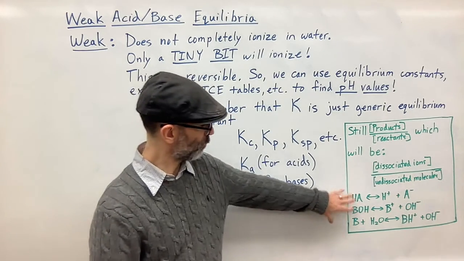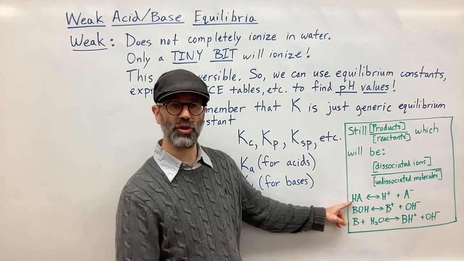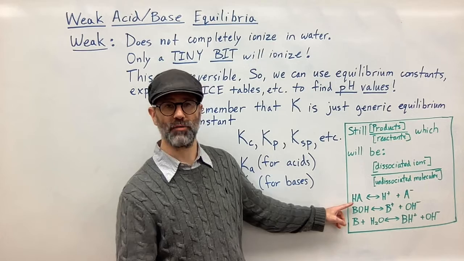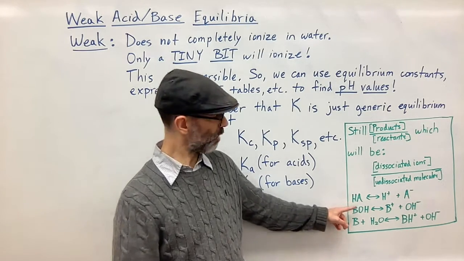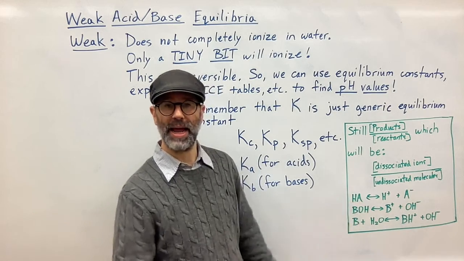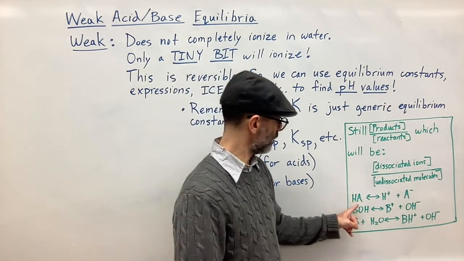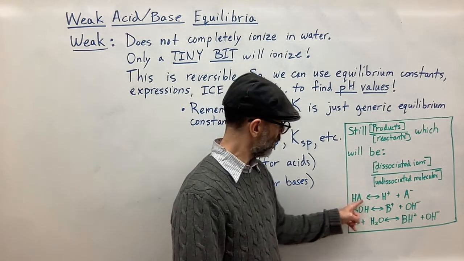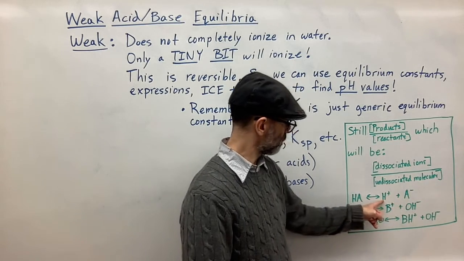And so here's a few examples. HA is usually what we use for the generic formula for a weak acid. H is the hydrogen that comes off. A is your anion, A for anion. And so you'll see that the HA stays together and is in equilibrium with H plus and A minus.